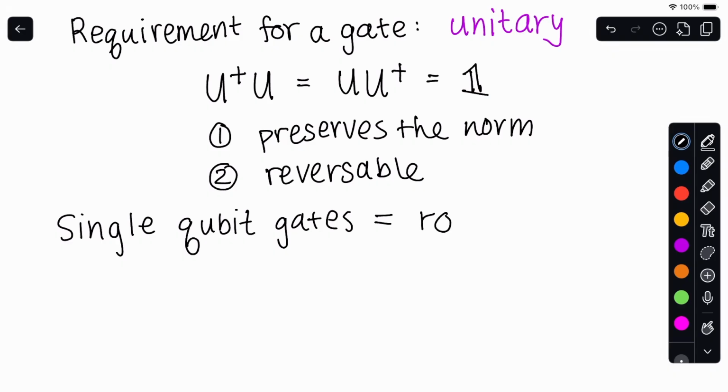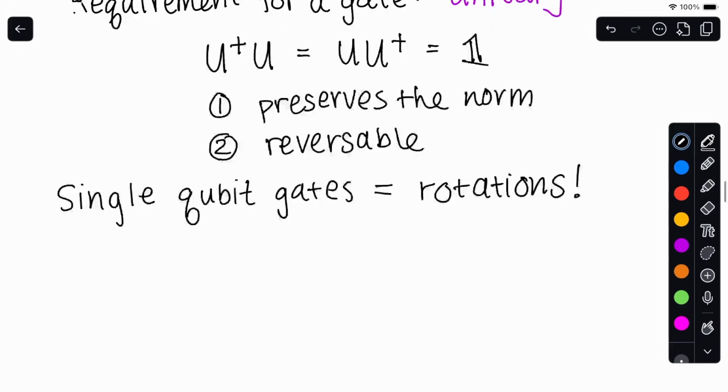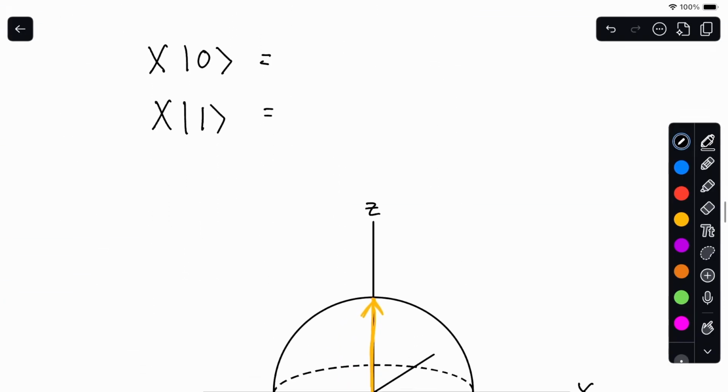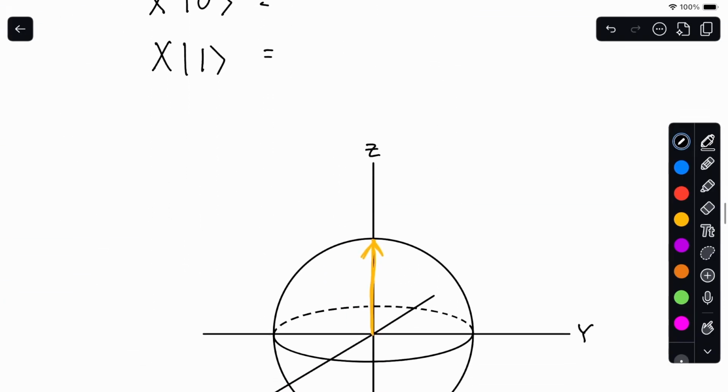Generally speaking, because we can visualize our qubit states on the surface of a sphere, and any gate just maps us from one point on the sphere to another, then we can think of every single qubit gate as being a rotation. So now let's look at some of our common gates.